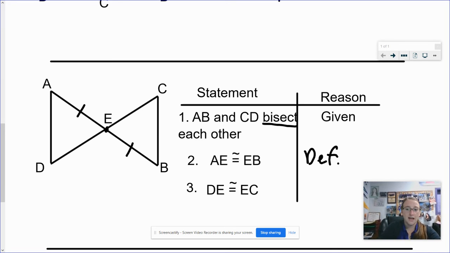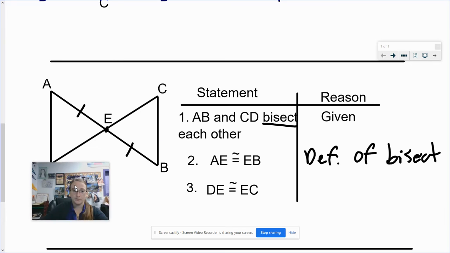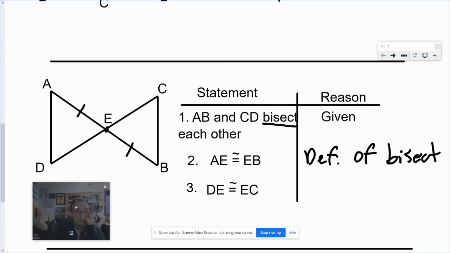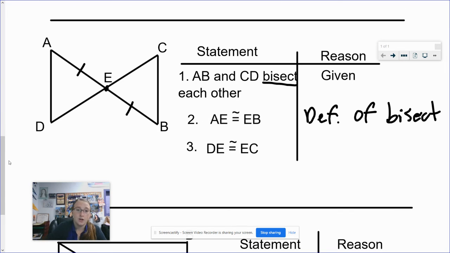And the reason we give is, this is the definition of bisect. I'm going to go ahead and put def for definition of bisect. Bisect means cut into two equal or congruent pieces. So that's our reason we give. We say these are congruent because that's the definition of bisect. So if you can guess, the next statement is the same thing, that DE is congruent to EC.